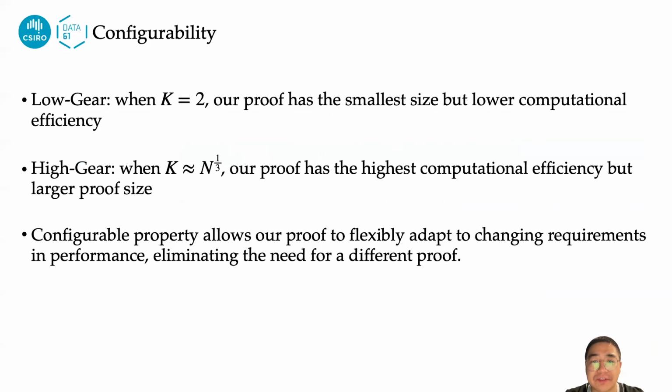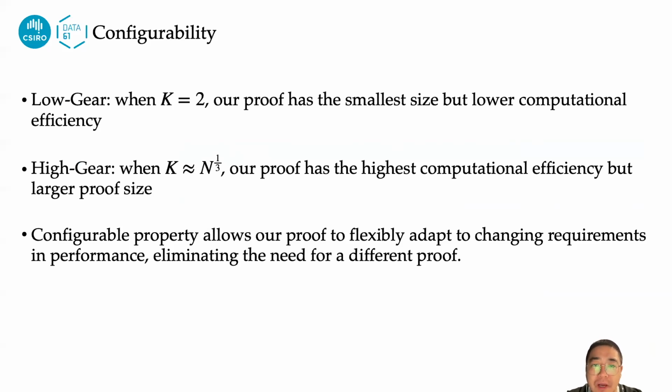Our range proof has a distinguishing feature, configurability, unlike other proofs. With different parameter k, our proof achieves different performance. We have a 2-gear setting in terms of computational efficiency. For low gear, when k equals 2, our proof has the smallest size but lower computational efficiency. For high gear, when k equals n power 1/3, our proof has the highest computational efficiency but larger proof size.